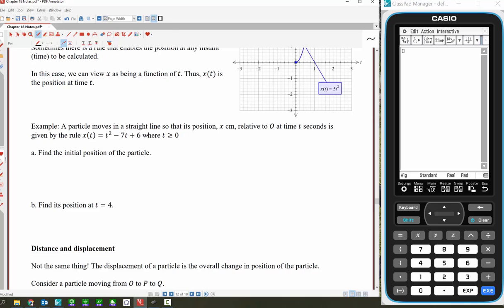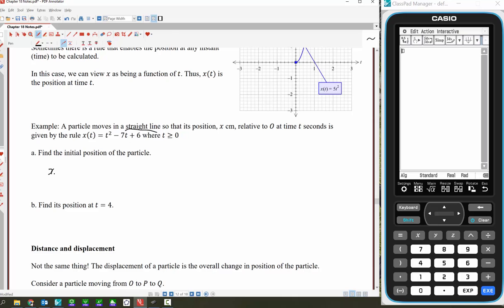A particle moves in a straight line so that its position x, and that's important, so we've got straight line motion, so methods, or our mathematics, applies, so that its position x centimeters relative to the origin at time t seconds is given by this rule. So find the initial position of the particle.